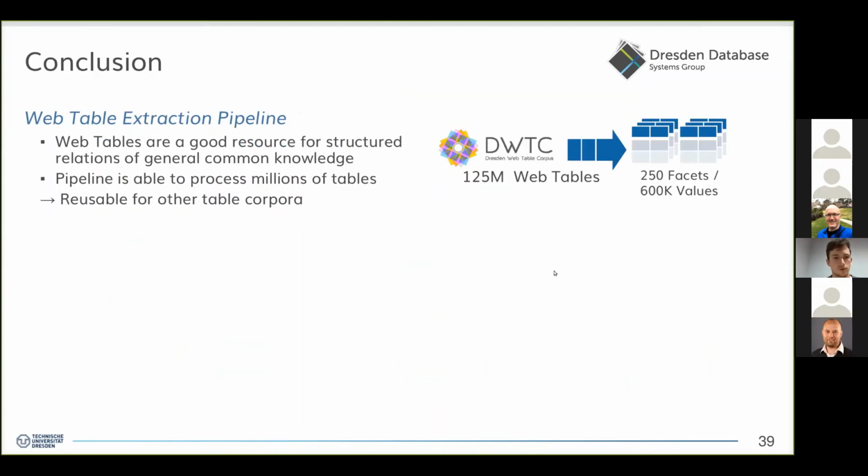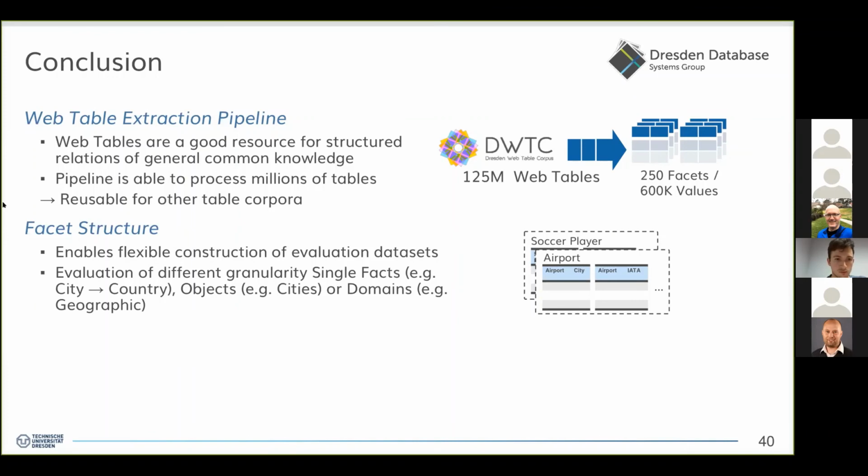So now we come to the conclusion. In this talk, I presented an extraction pipeline to extract a word embedding evaluation data set from a large web table corpus. You can imagine that we can also reuse this pipeline for other table corpora, like if we have some set of CSV files in a company from which we want to construct an evaluation data set.